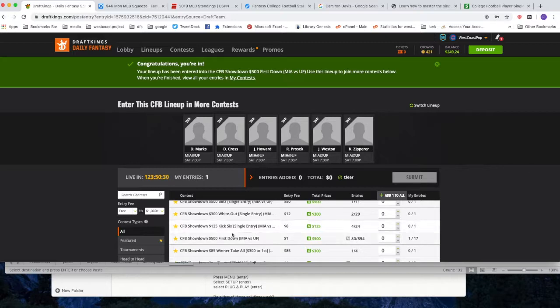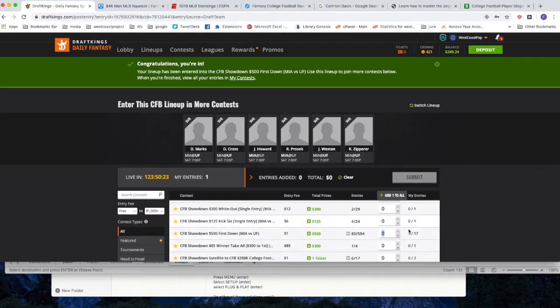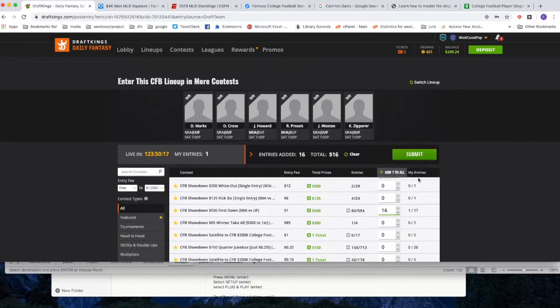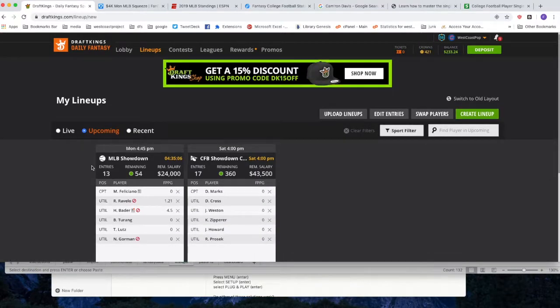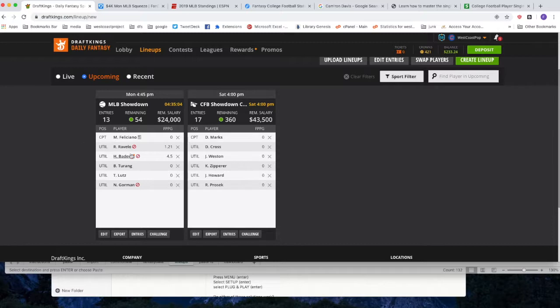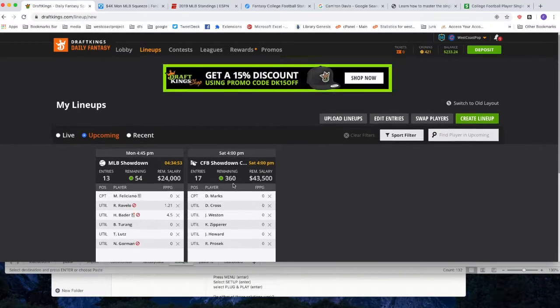And here, this particular slate only has 17 entries. So I've got one already. This is how I find the one I'm in. It's got the 1. All the others are 0. And I want to add 16 more. Submit. Okay, so now I have 16 entries of all the same lineup, that dummy lineup I created. I'm playing another baseball slate today, but here's the 17 now, 16 plus 1, 17 lineups in this college football slate for Saturday. So what I want to do is edit this.